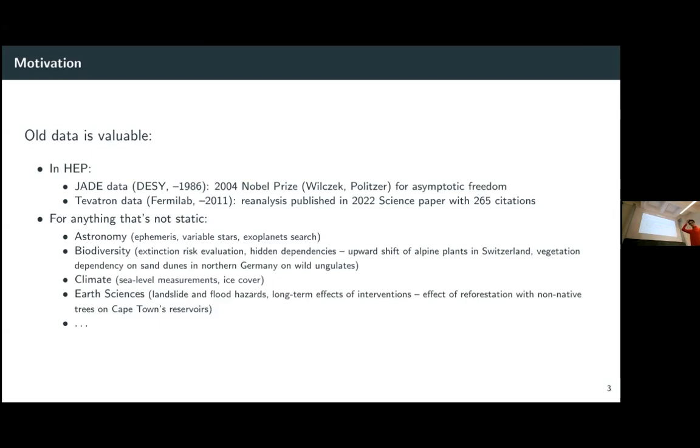Biodiversity is the same, or biology in general. One of the key subjects nowadays is, of course, the loss of biodiversity. Species going extinct, and well, we can only tell how they are doing if you have time series, if you have old data.